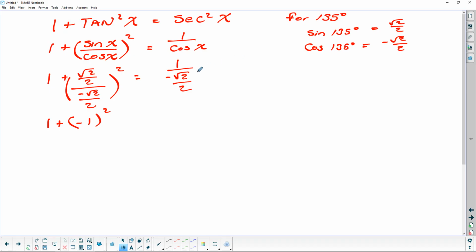Okay, and then this one we have to reduce. This would be like 2 over, sorry, I forgot to square this, right? There's that square. 2 over negative root 2, and then we got to square it. Right? Because we're bringing this up in here.